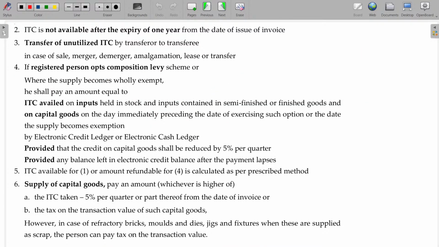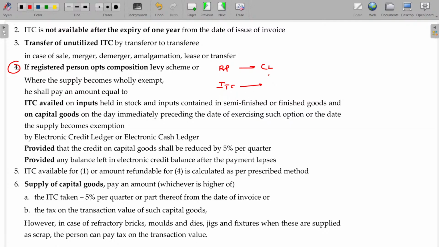Now, what happens? Fourth one. It's the inverse. Okay. You are being the registered person. Now you become a composition levy scheme person. If you are being the registered person, you might have enjoyed the ITC, but if you are being the composition levy, you will not be eligible for ITC. But you, earlier being the registered person, enjoyed all the ITC. Now you become composition levy, which means you have to refund that.